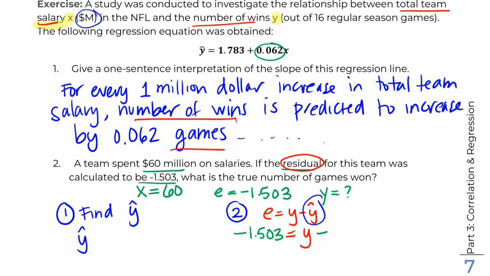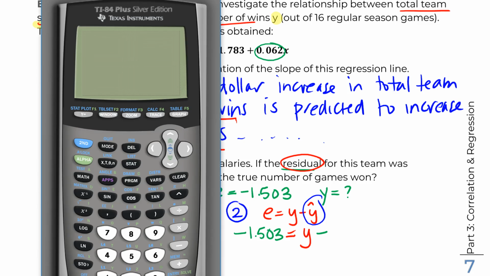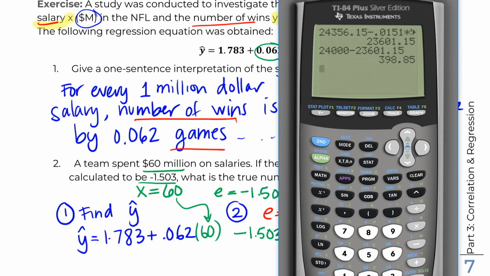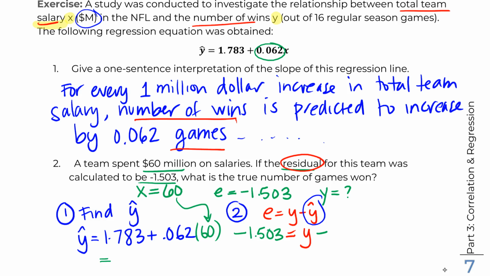So y hat, as always, is just taking our regression line and plugging in our x, boop, seeing what that is. I always have my thing in the wrong spot. 5.503. Oops, I wanted blue. And now we have that to plug into this equation.